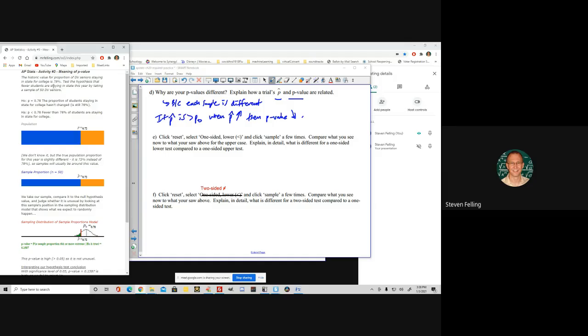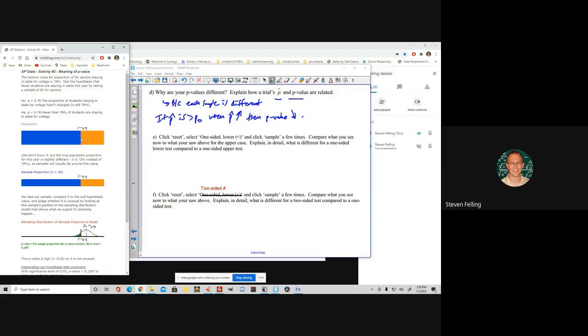Test the hypothesis that fewer students are staying in state this year by taking a sample. What would cause us to write our null hypothesis this way is if the wording asks us not whether more students are staying in state, but fewer students are staying in state this year. Because they're asking us to investigate fewer, the null hypothesis is going to stay the same. It's going to be that the proportion hasn't changed, but the alternate hypothesis is going to be that the true proportion in the population is now less than 0.78, fewer than 78%, okay?